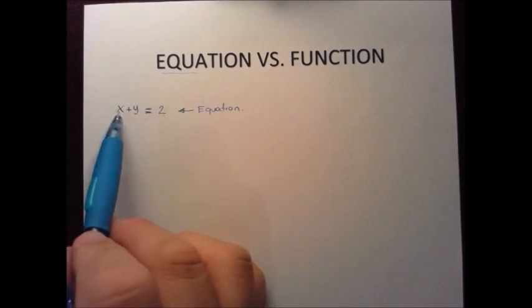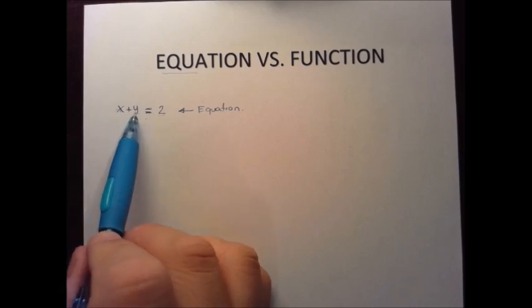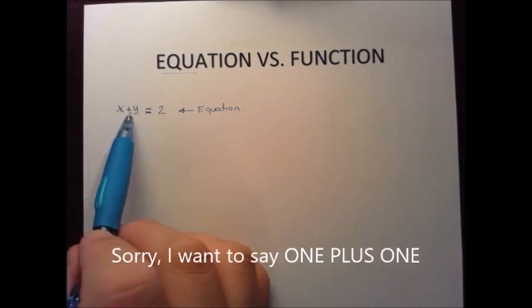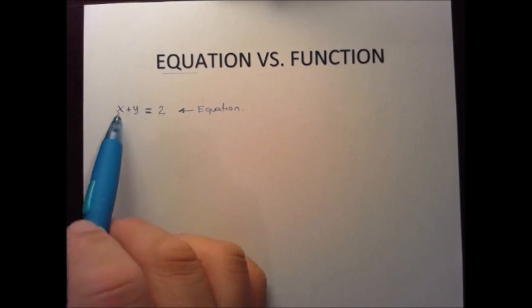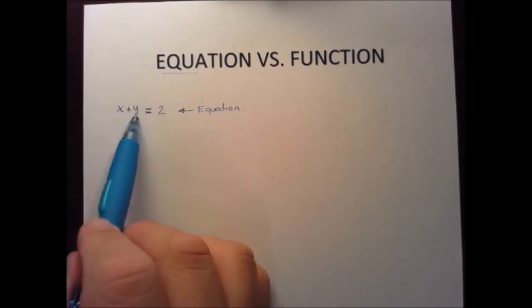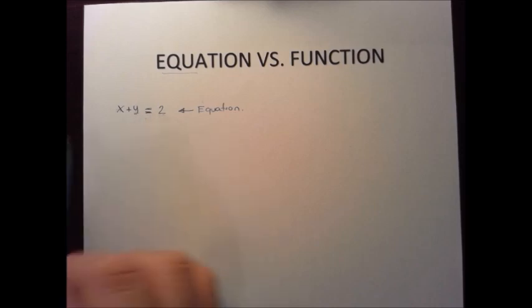For example, if here we're going to have a condition. If the x value is 1, obviously the y value should be 1 too, because 1 plus 1 is going to be 2. But this is not the only solution that I'm going to have. For example, if I say that x is going to be 0, y is going to be 2. So as you can see, we have a condition over here, and we have a lot of solutions.